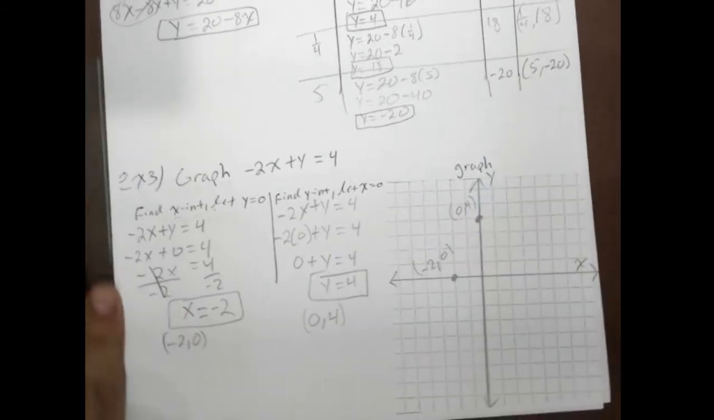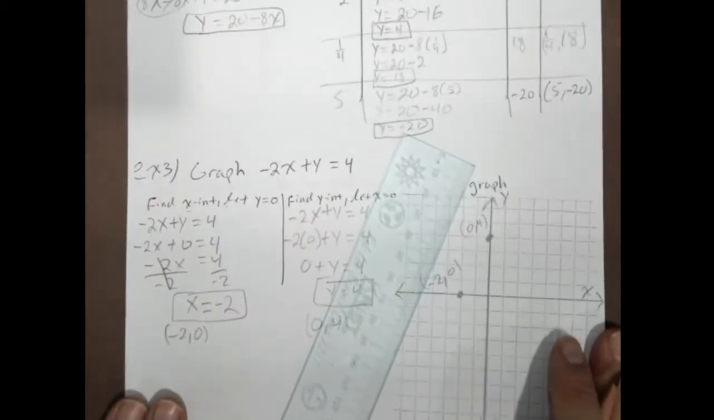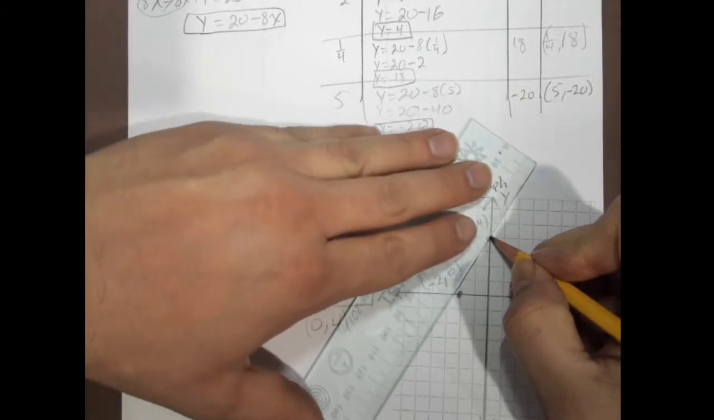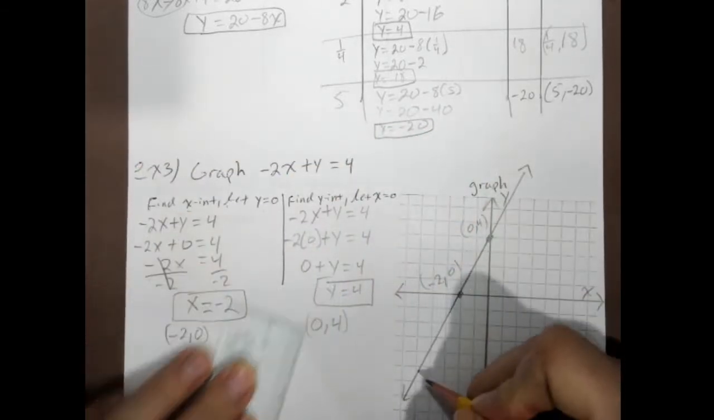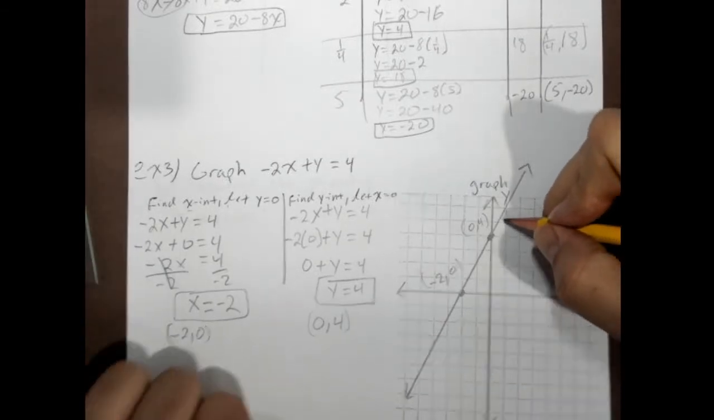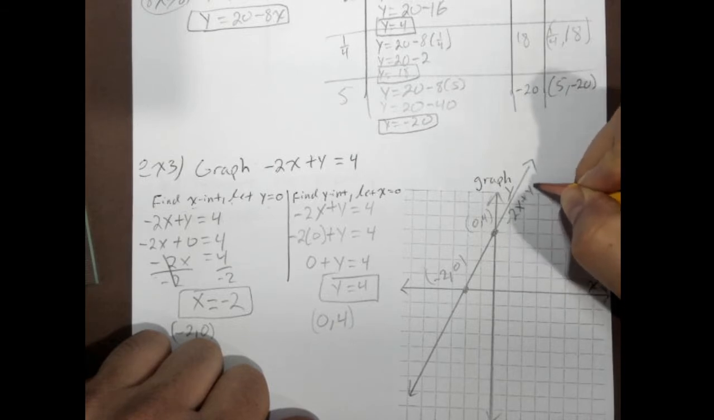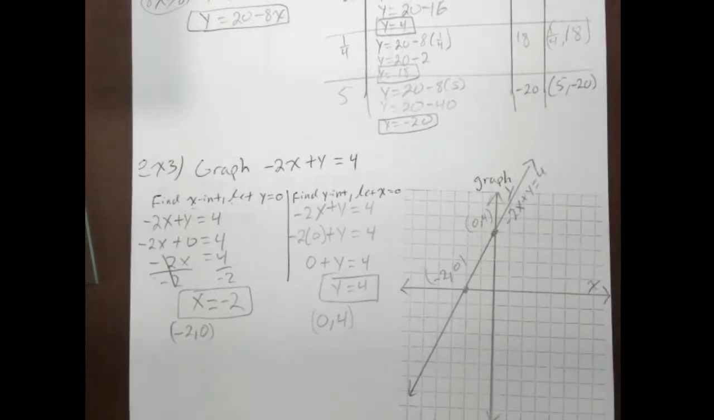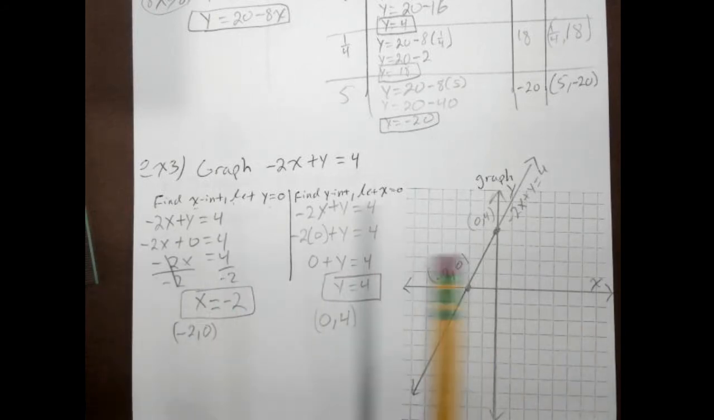So two points are always going to be enough to graph a linear function or equation. And the name of this line is negative 2x plus y equals 4. So that's it. That's all we do for example 3. Find two points, the x-intercept, y-intercept, and then graph.